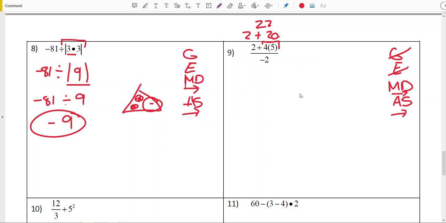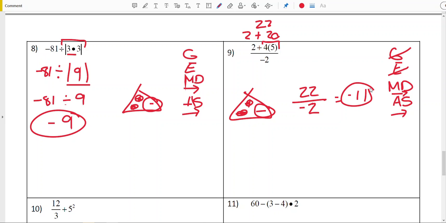So now my problem that I'm looking at is 22, and then I have the bottom over negative 2. So 22 divided by negative 2. Remember, a fraction bar means division. This is an integer problem, so I'm going to need the triangle. 22 divided by 2 would be 11, and then a positive divided by a negative gives me a negative 11 for my solution for number 9.